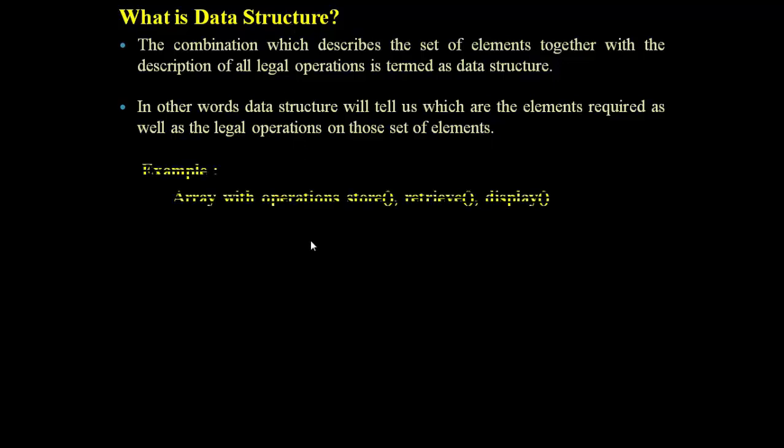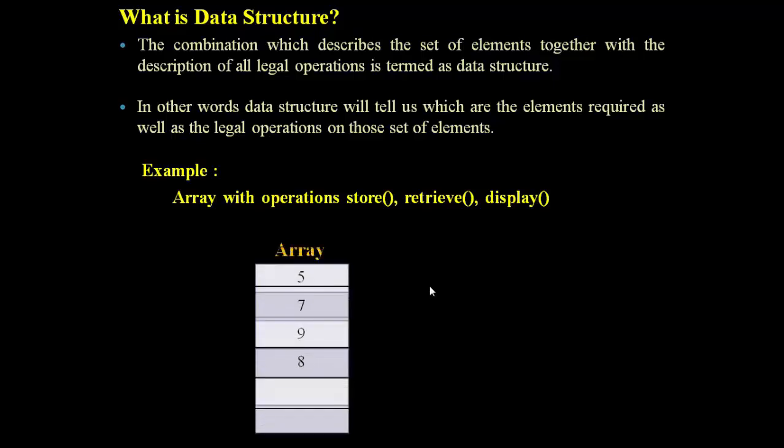Just take one example. Suppose we have an array. So an array is nothing but a list of elements, and if we perform some operations on the array like store, retrieve and display, then this combination of both is known as data structure. So for example, we have a list of elements, it is simply an array.